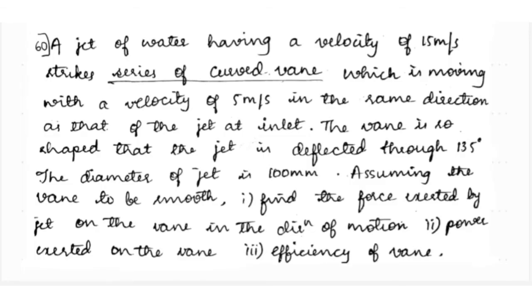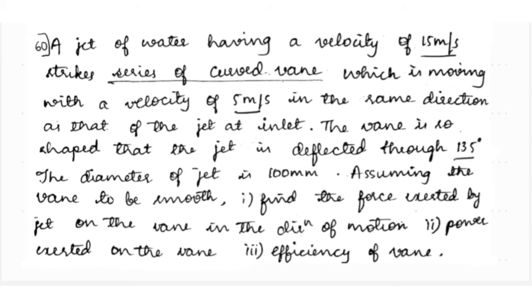Hello everyone. So let us go with the numerical on impact of jet on series of vane. The question is a jet of water having velocity of 15 meter per second strikes series of curved vane which is moving with a velocity of 5 meter per second in the same direction as that of jet at inlet. The vane is so shaped that jet is deflected through 135 degree.